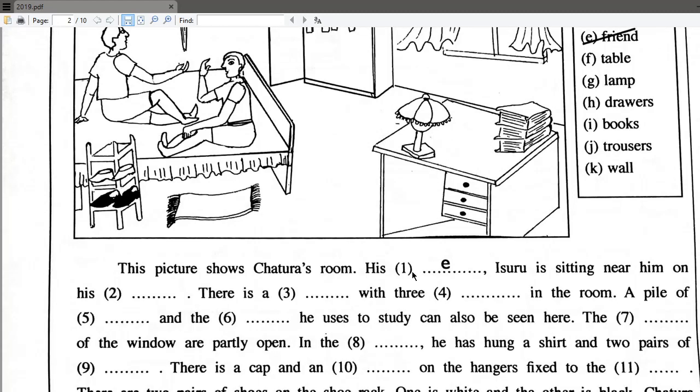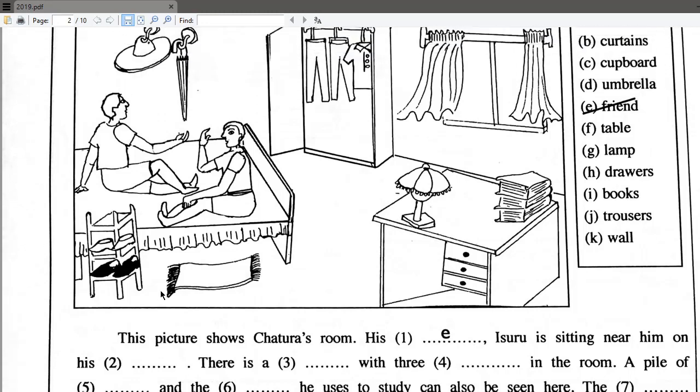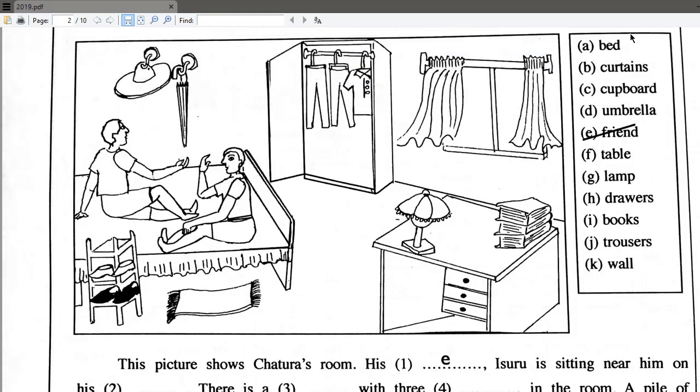First one, his friend Isuru is sitting near him on his, what is it, bed. So you don't write B-E-D, bed here, but rather we'll write the particular letter for bed, which is A.